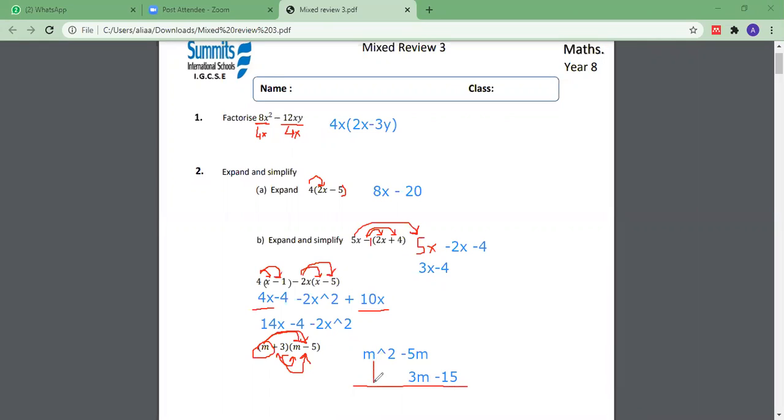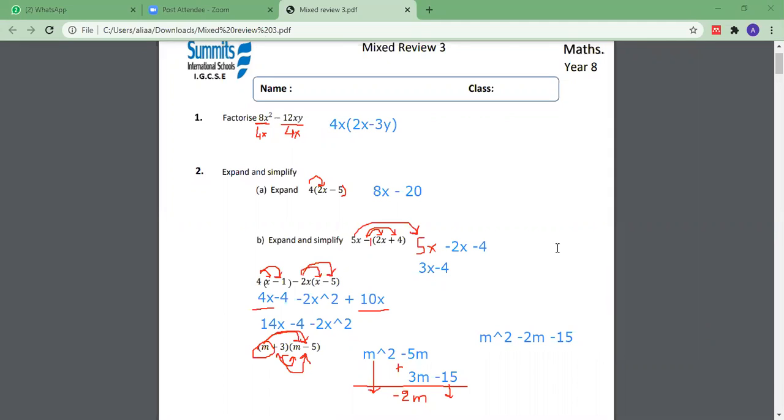M power 2 will be written as it is. Negative 15 will be written as it is. Negative 5m plus 3m will be negative 2m. Okay, so the final answer will be m power 2 minus 2m minus 15.